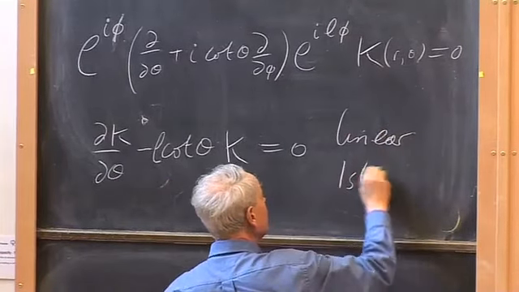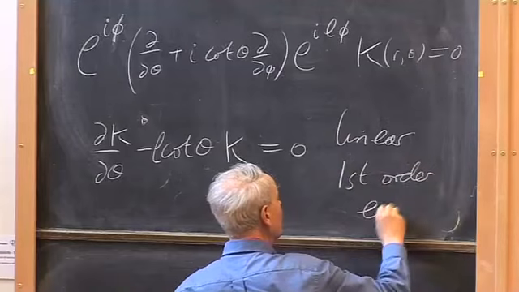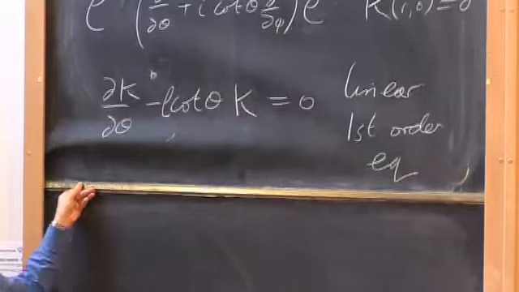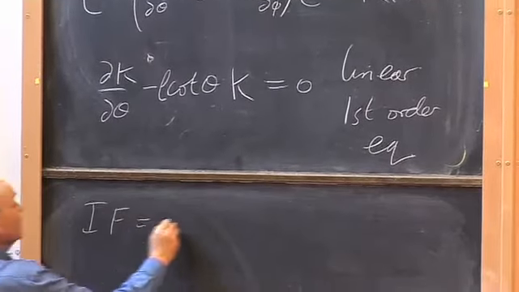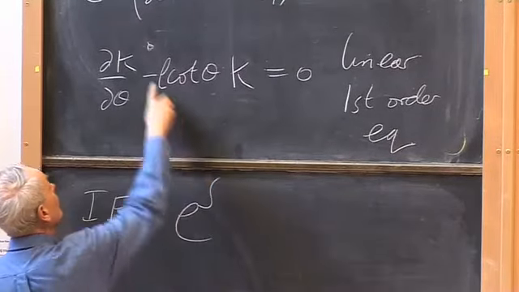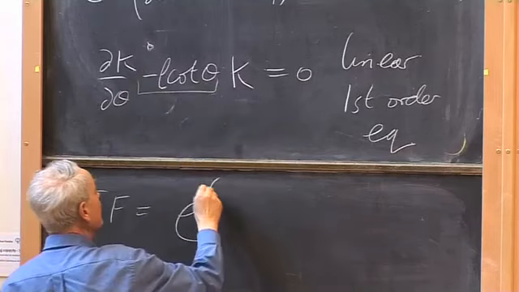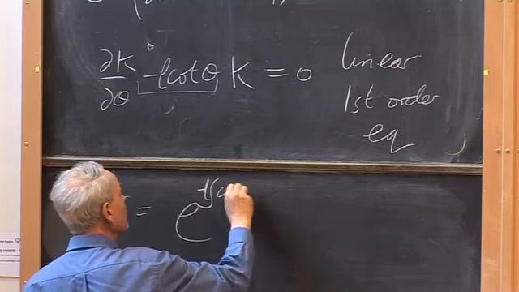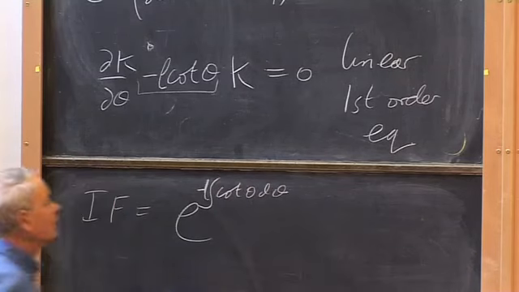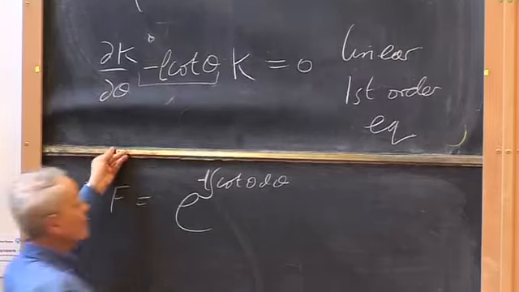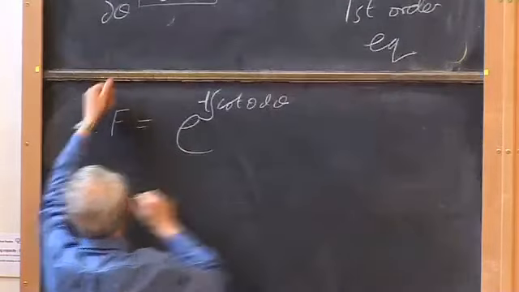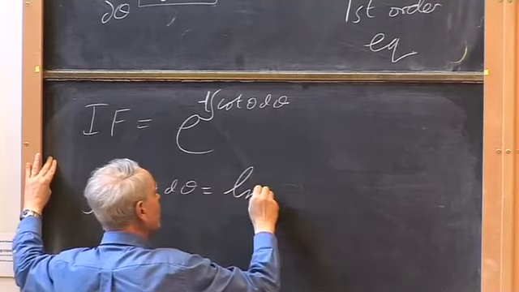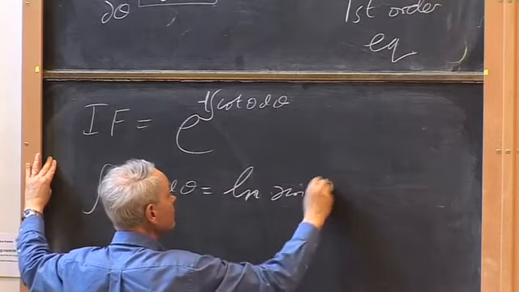So here we have a linear first order differential equation, the friendliest kind of differential equation. So we solve it with an integrating factor. The integrating factor is e to the integral of this here, e to the integral of minus L cot theta d theta. But I think the integral of cot theta d theta is log sine theta.